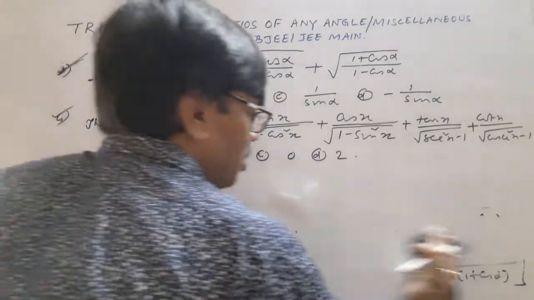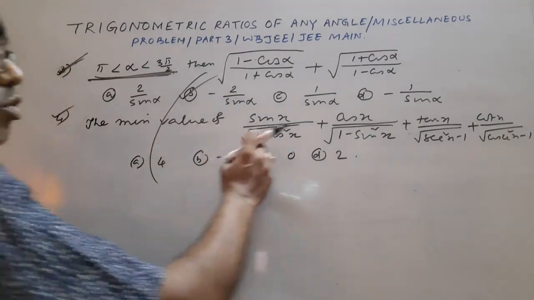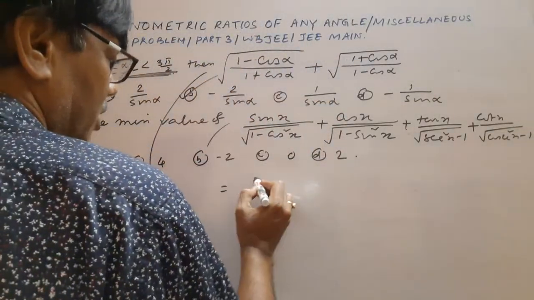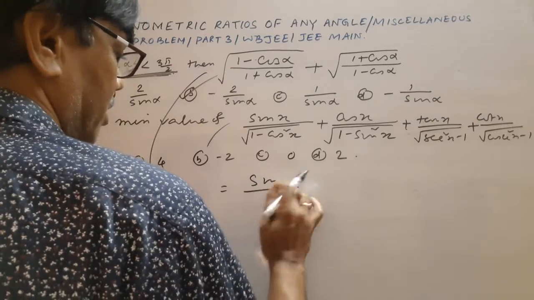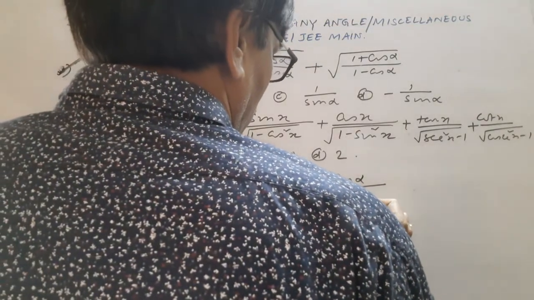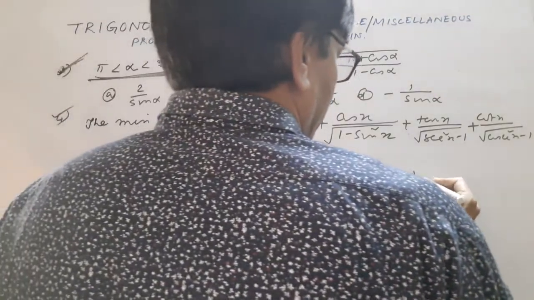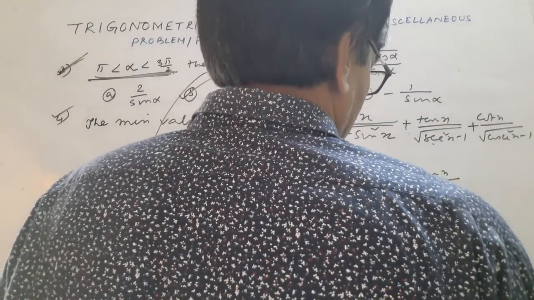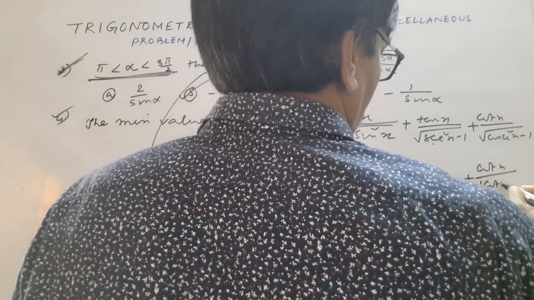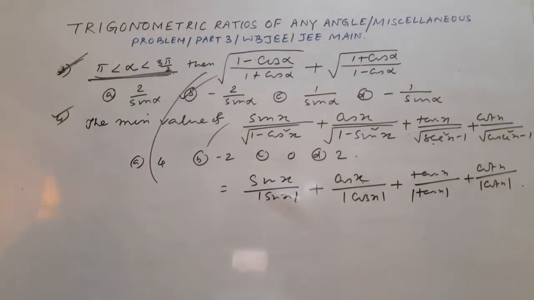Now, problem number 4. The minimum value of the expression. What is the minimum value of the expression? Now, the expression is sin x by mod sin x, cos x by mod cos x, because the quadrant is not given, tan x by mod tan x, and cot x by mod cot x. So this is the simplified form. Now the quadrant is not given.